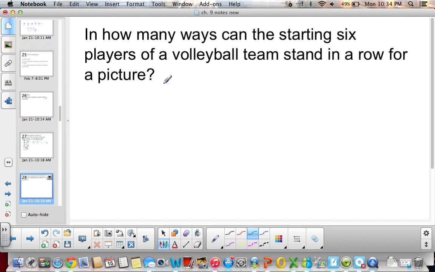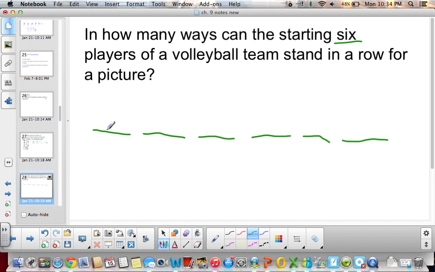In how many ways can the starting 6 players of a volleyball team stand in a row for a picture? So we can draw a little picture and think of 6 players standing in a row. Oops, not a very straight line there. So we have 1, 2, 3, 4, 5, 6. We have the 6 players, and we want to figure out how many different ways we can arrange them.